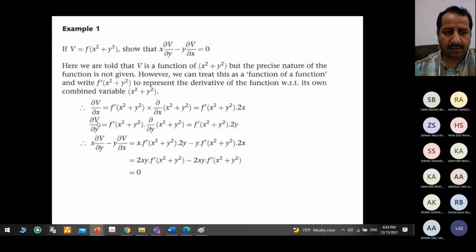The same thing here. Partial v over partial y. It is f dash of u, which means dv over du, times du over dy. This is u, which is x squared plus y squared.